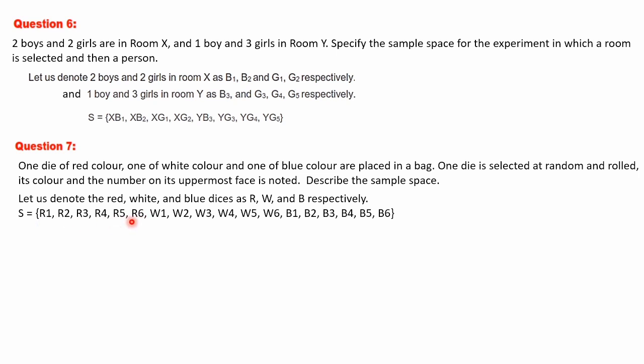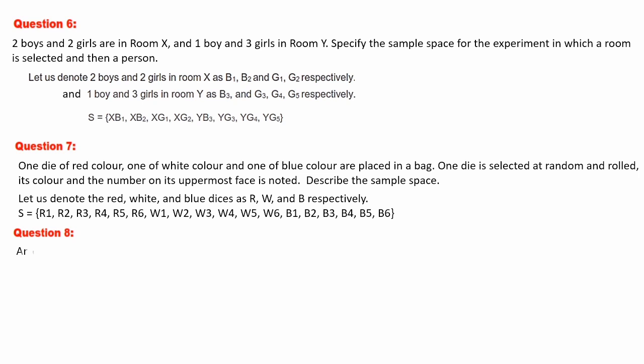Next preference is for white. With white also, we have 6 options because there are 6 faces on the die: W1, W2, W3, W4, W5 and W6. Next is blue, the last option. If you are picking the blue die, then the chances are B1, B2, B3, B4, B5 and B6. So this is the sample space.